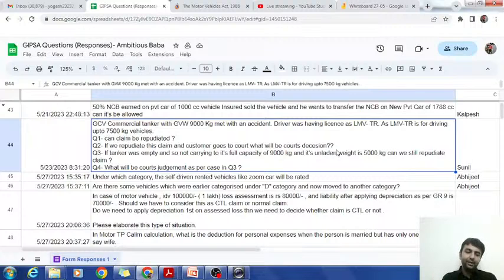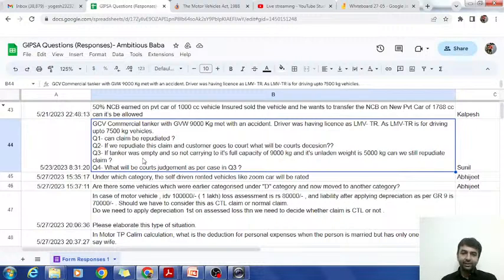Suppose you write clearly that the driving license you have was not effective for this class of vehicle, and you represent the driver's clause mentioned in the policy. You repaste the driver's clause, and then you allow him 15 days to come back to you with a pre-repudiation. Then you repudiate the claim, and you can easily contest this in a court of law. I hope you got the answer.